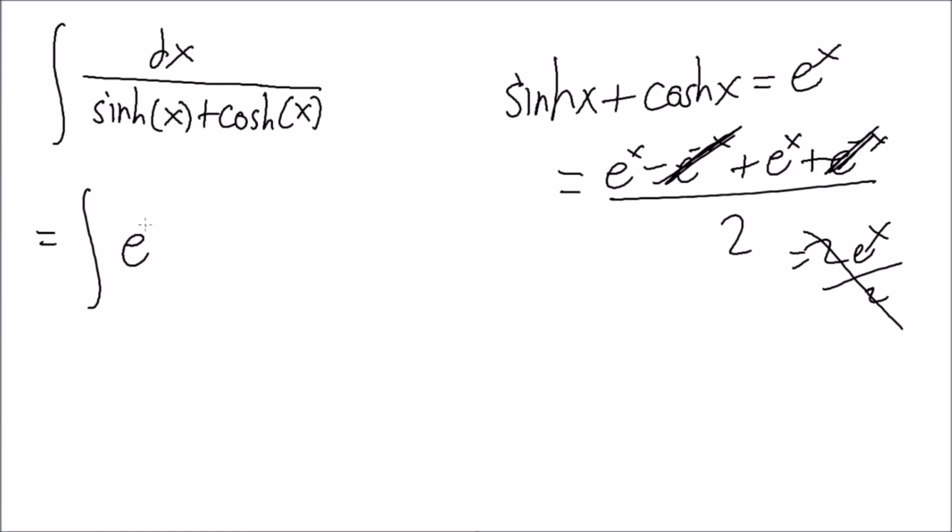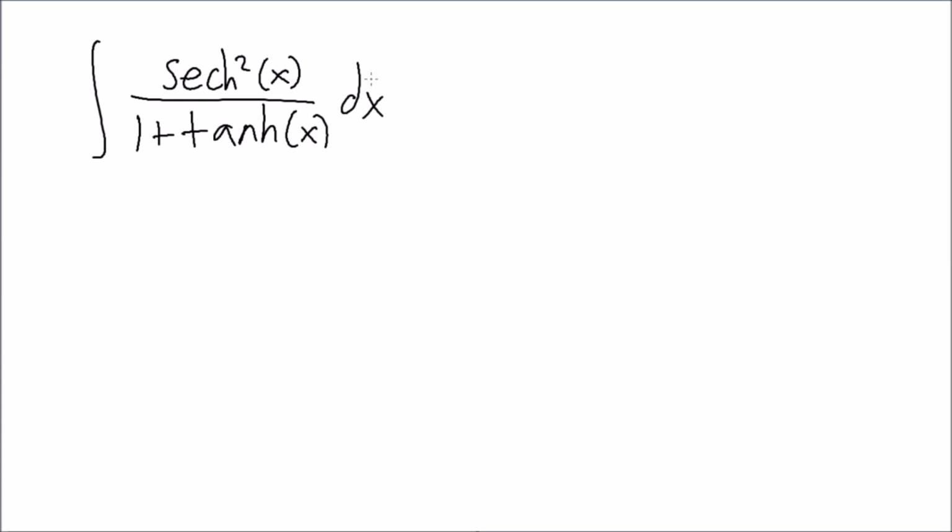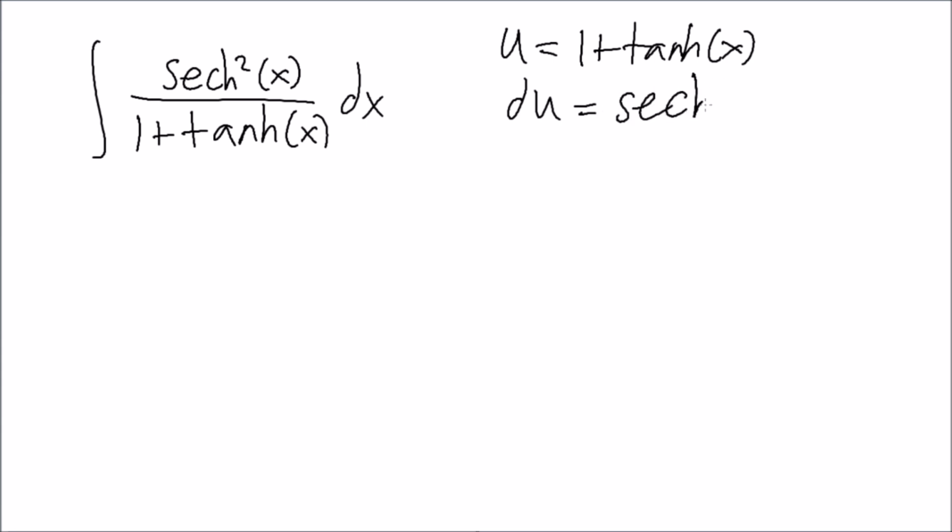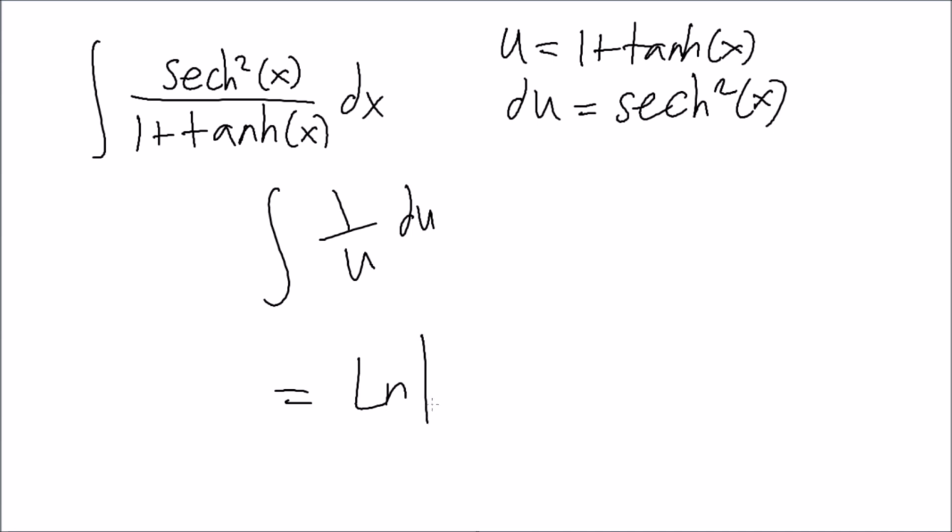This is just e to the negative x dx, and so the integral is just negative e to the negative x plus c. Alright, are the derivatives the same? Yes. The derivative of tanh is equal to hyperbolic secant squared. So of course, let u equal 1 plus tanh of x, du is equal to hyperbolic secant squared. You end up getting 1 over u du. This whole answer is just ln of 1 plus tanh.